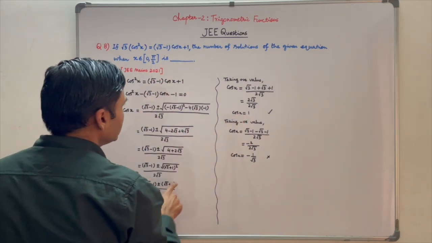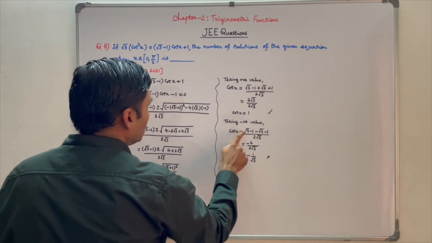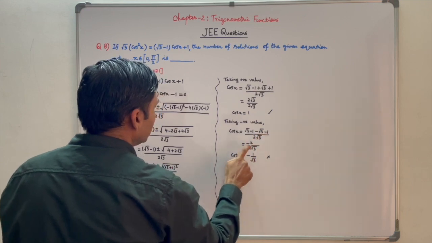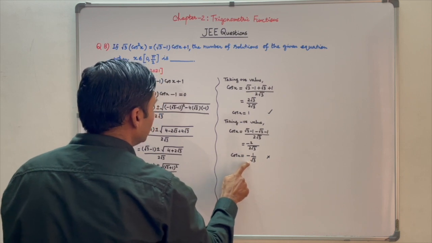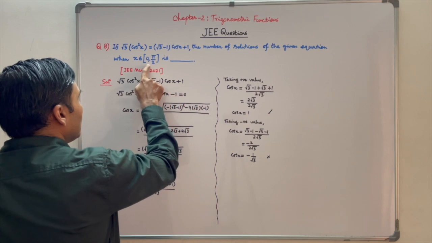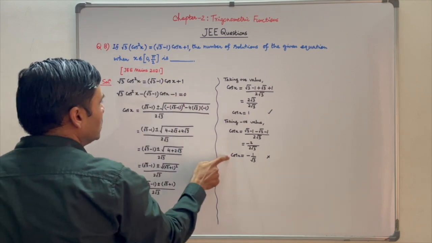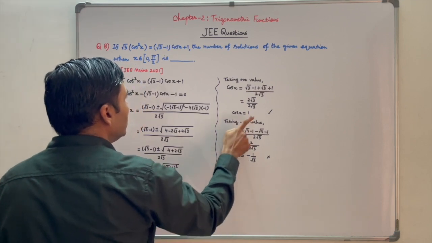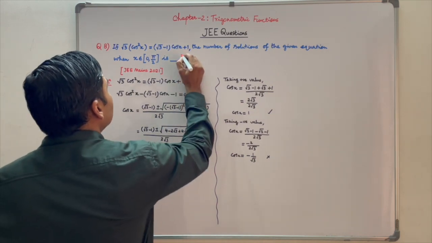Second case, while taking the negative value: cos x = (√3 − 1 − √3 − 1)/(2√3). That gives cos x = −1/√3. This cannot be taken because in the first quadrant all trigonometric ratios are positive, including cos. So in the first quadrant cos cannot be negative. So there is only one solution. So the number of solutions in this case will be 1.